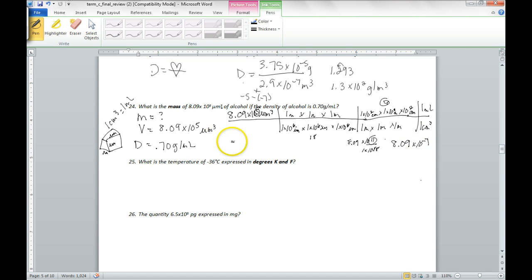So now all I have to do is plug it into my equation. I know that 0.70 grams per milliliter is equal to my mass over my 8.09 times 10 to the -7th. Multiply it by each side, 8.09 times 10 to the -7th. So that's going to give me, put this into scientific notation, makes it easier for me. So it's going to be 7.0 times 10 to the -1. 8.09 times 7.0 equals 56.63.